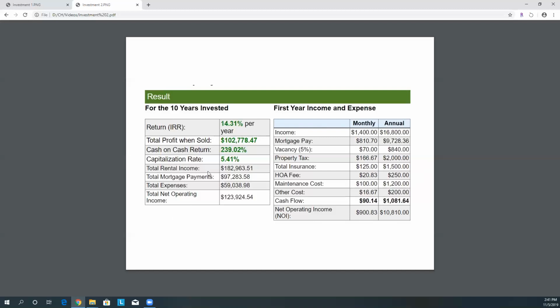So just based on what we have here, your total rental income over that 10 years is $182,000. Your total mortgage payments were $97,000. If you calculate out your expenses based on the percentages that we used for increase, it's 59. So your total net operating income was 123. The total profit on this property, $102,778. That's if you hold the property for the 10 years. There are other ways that we can go in and change this to a 5-year or a 7-year, and depending on the number of years, actually come up with what the number would end up being.